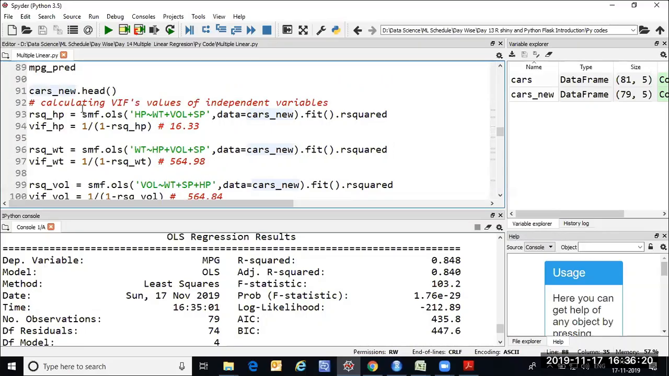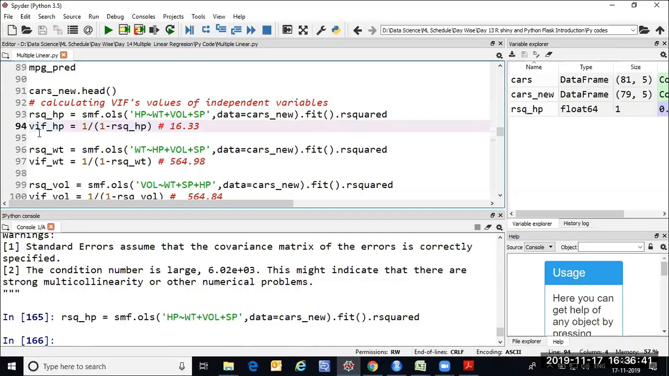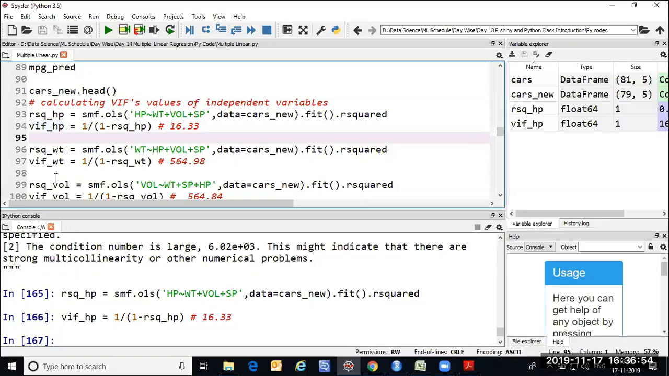Now, for calculating the VIF values, variance inflation factor of HP, considering all other input variables, you're capturing the R-squared value for this equation. VIF, the formula is 1 by 1 minus R-squared value. Mathematical formula is 1 by 1 minus R-squared value. Now, what is the value of VIF HP?